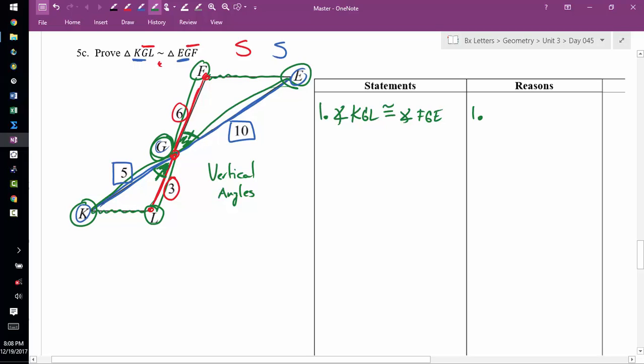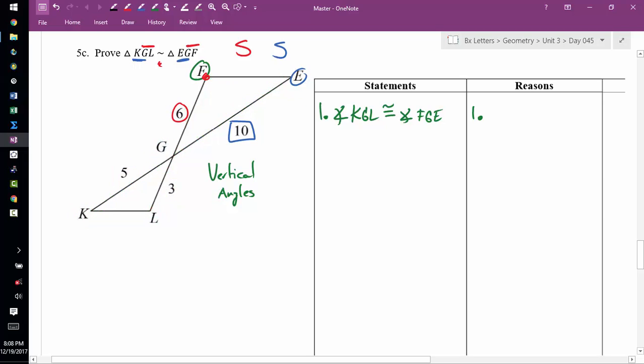They didn't put that in my diagram. Nowhere do I see a congruence mark. Well, they didn't provide that. We provided that. And our reason for making that bold claim is that they are vertical angles. And that's all you have to say.